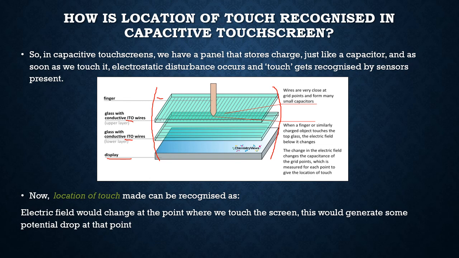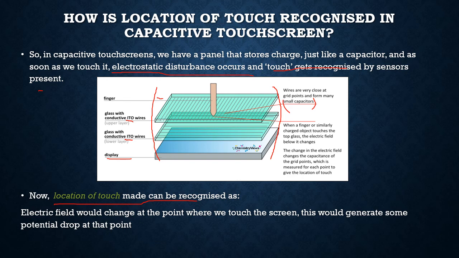these wires are made up of very small capacitors which store some charge, and our fingertips also have some charge. So when we touch the screen, some electrostatic disturbance would occur, and thus the touch gets recognized by the sensors. Now the location of the touch can be recognized as follows: the electric field would change at the point where we touch the screen because of some electrostatic disturbance, and this would generate some potential drop at that particular point. And in this way, the touch would get recognized.